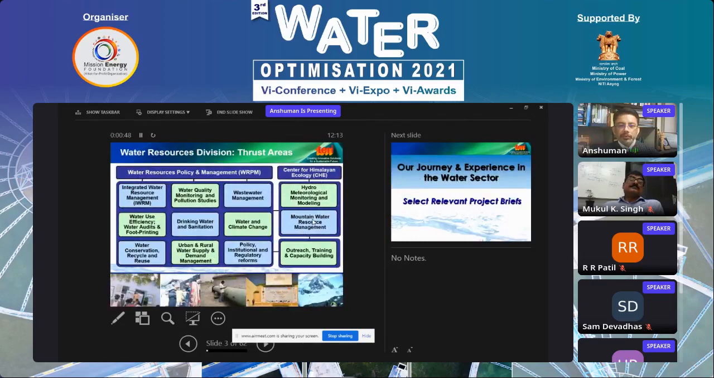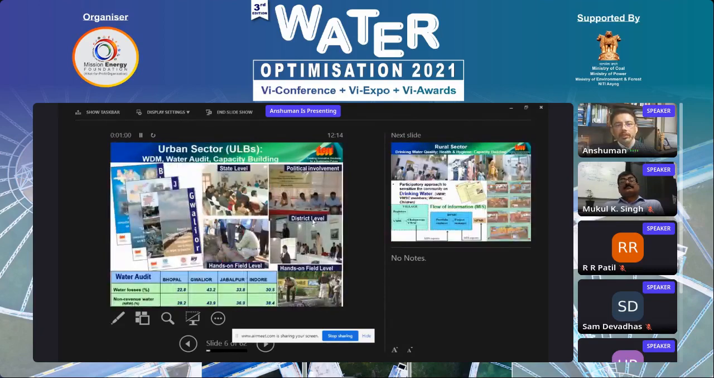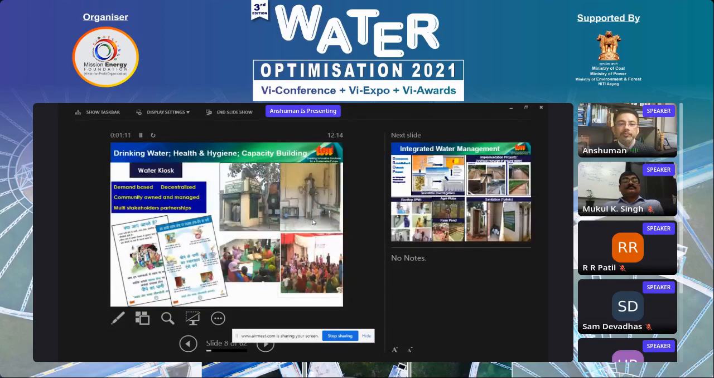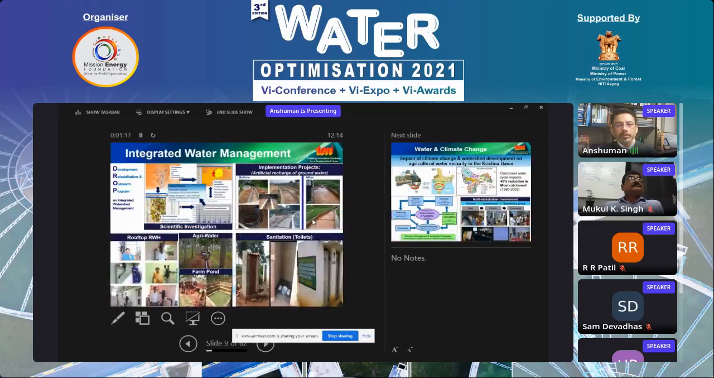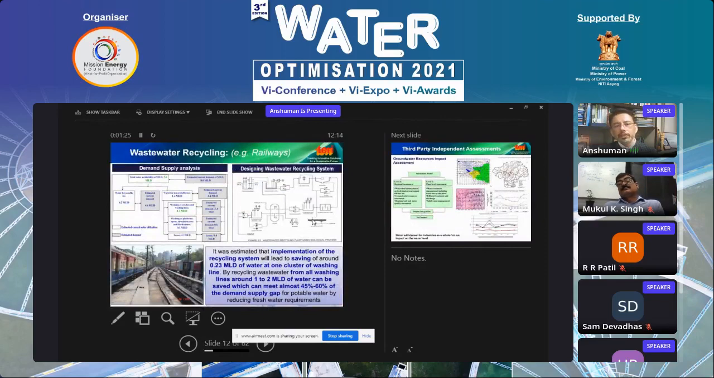Just briefly, this is what we do, a whole range of activity in the water division of TERI. We do a lot of water audits for various industrial sectors, to help improve their water use efficiency. We do it for cities to improve their water consumption and water management. We do it for the rural sector, both in terms of water supply and demand management. We have helped with drinking water provision, health and hygiene. We do a lot of water conservation intervention designing and on-ground implementation, water and climate change, a lot of pollution related studies, and a lot of focus on wastewater recycling and reuse and resource recovery as well.